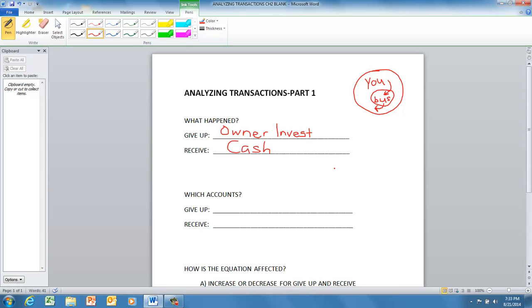Now I have to look up accounts for these two in my chart of accounts. Well, cash is an asset. The business owns the cash now, and so I look in assets and I see an account called cash. And that is an asset.